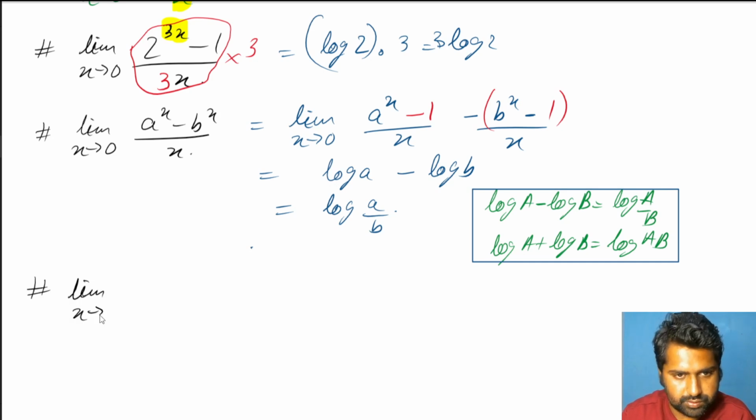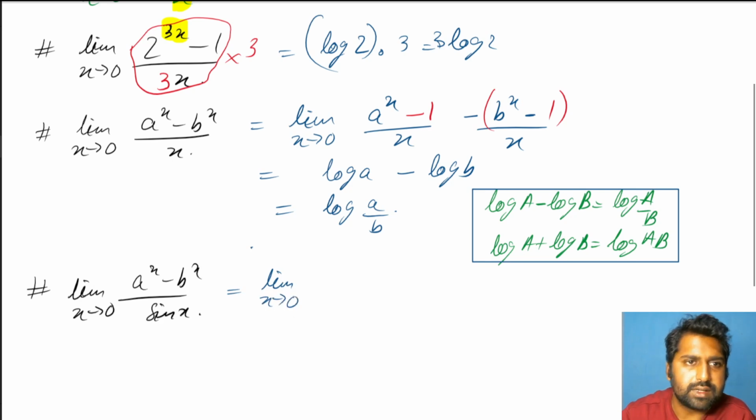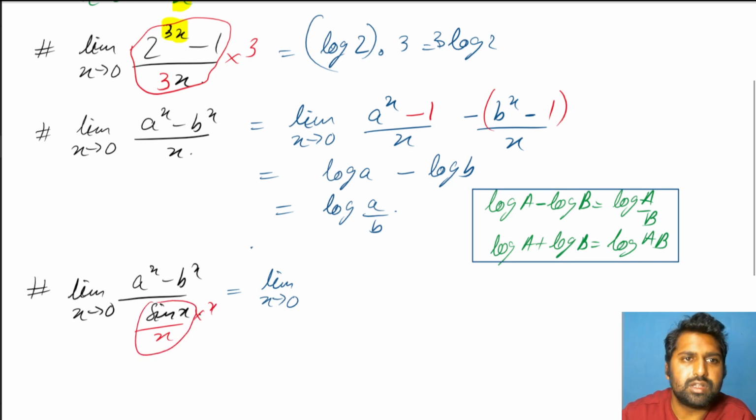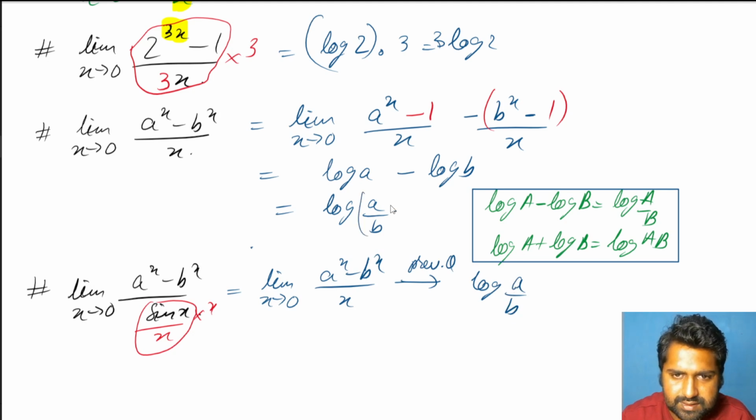Limit x tends to 0, a raised to power x minus b raised to power x upon sin x. Same idea as the numerator. It's just that the denominator is sin x. So let's first adjust sin x. Sin x, what does it need? Upon x. So multiply by x. This becomes 1. So now your question becomes same as the previous one: a raised to power x minus b raised to power x upon x. This is the previous question that we have done, and the answer is again the same, log a by b. Remember that a and b are present inside the log.